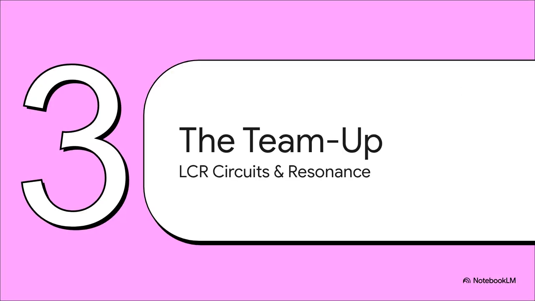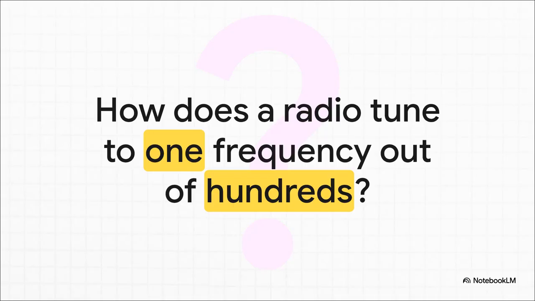So we've met the players on their own, but what happens when you put all three of them together in the same circuit? An inductor, a capacitor, and a resistor? LCR. This, right here, is where the real magic happens. But before we dive into the nitty-gritty, just think about this for a second. Right now, the air around you is flooded with hundreds of different radio stations, Wi-Fi signals, cell signals. So how does your phone or your car radio pick out just one of them and ignore all the rest? Well, the answer is the magic of an LCR circuit.